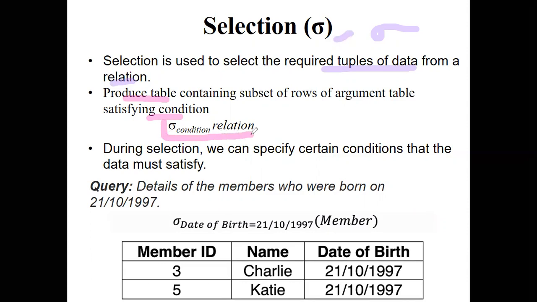So this is the syntax. The general syntax for the selection operation is this one: sigma, the selection condition, followed by the relation name. So during selection we can specify a certain condition that the data must satisfy.